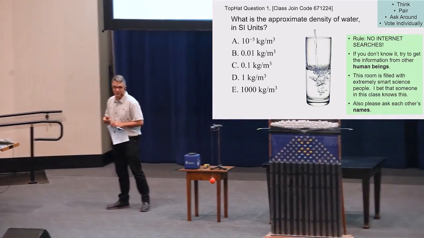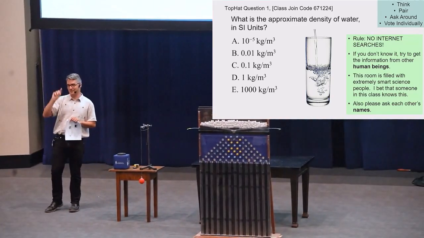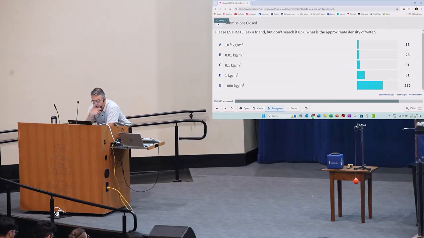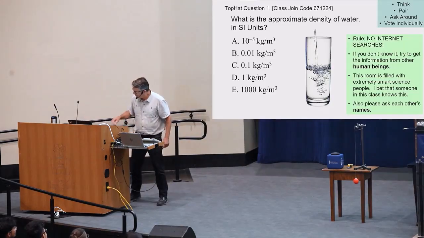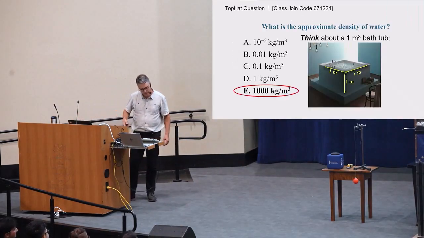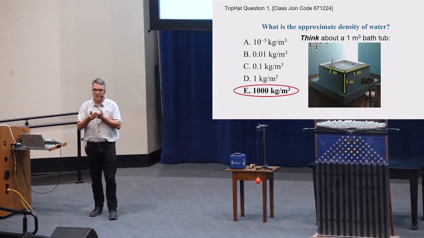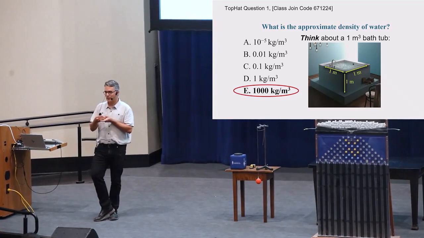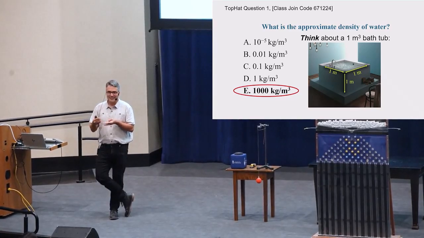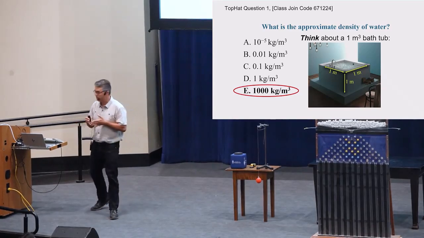What's the density of water in SI units? Let's see the responses. Most people say 1,000. So the way I think about that is, there's something called CGS units, centimeters, grams, seconds, and it is 1 in CGS units. Density of water is 1 gram per centimeter cubed.